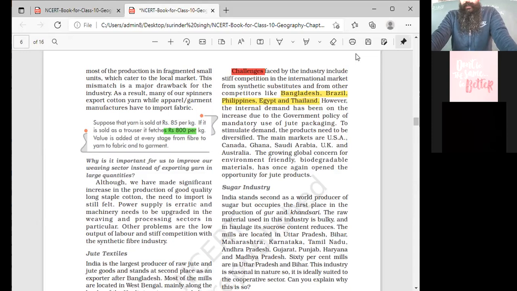Third, the Indian jute industry has to face stiff competition from synthetic substitutes for jute, making mats and packing materials like polyester and nylon.